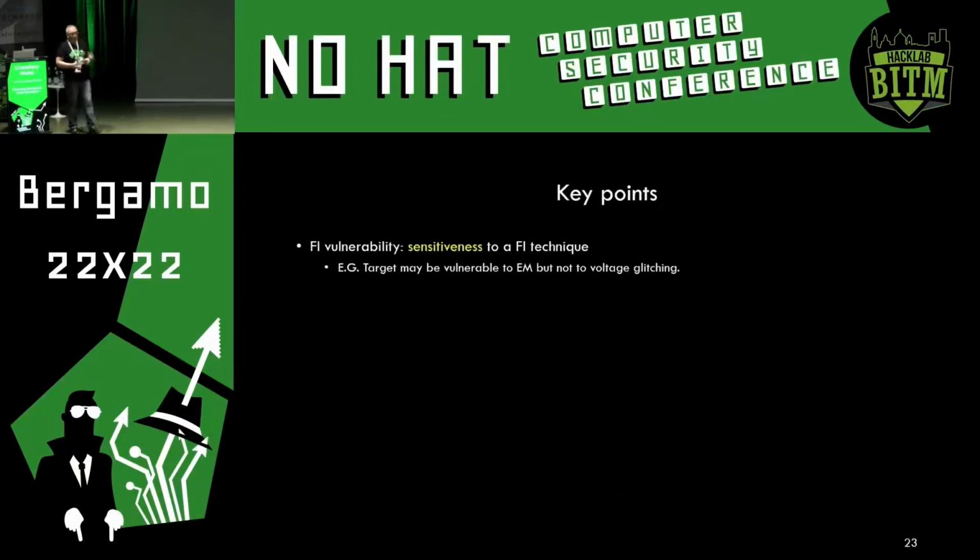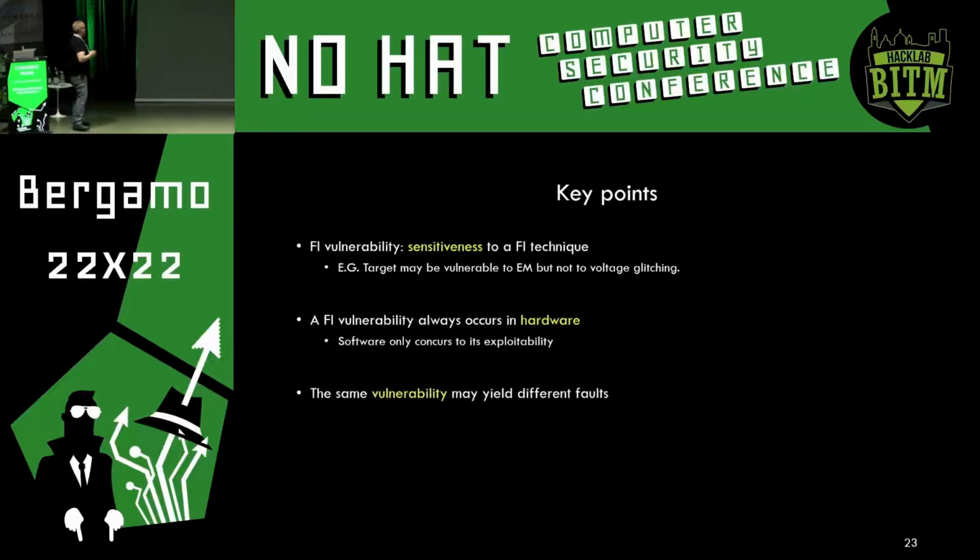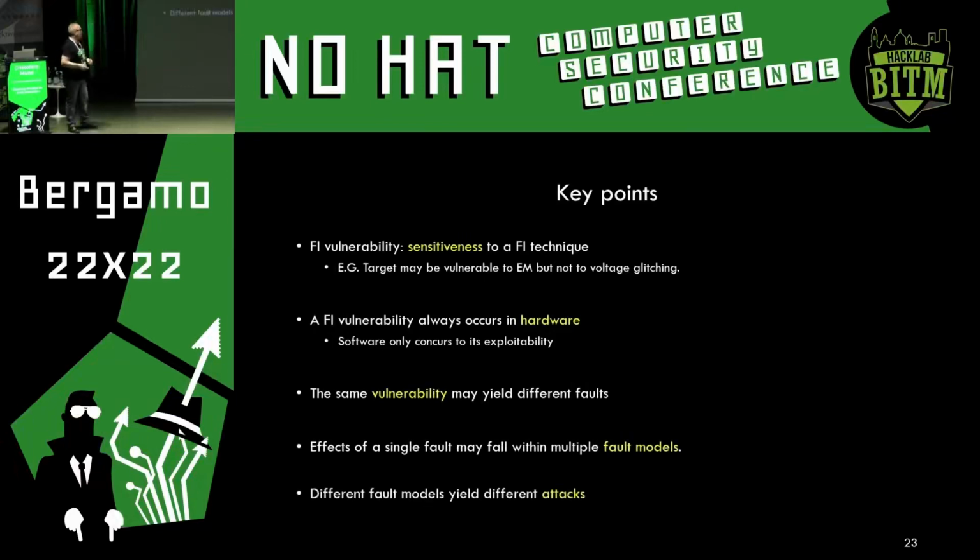What are the key points? When you have a vulnerability, it means that the target is sensitive to a technique. The vulnerability is always in hardware. Whatever you do in software can only help or mitigate the exploitability of that. You don't solve things in software, in fault injection. You mitigate things in software, if possible at all. Not only that, the same vulnerability, when triggered, will give different kinds of faults. And once you have a fault, it can generate things which are interesting for multiple fault models. We are seeing this in a moment.